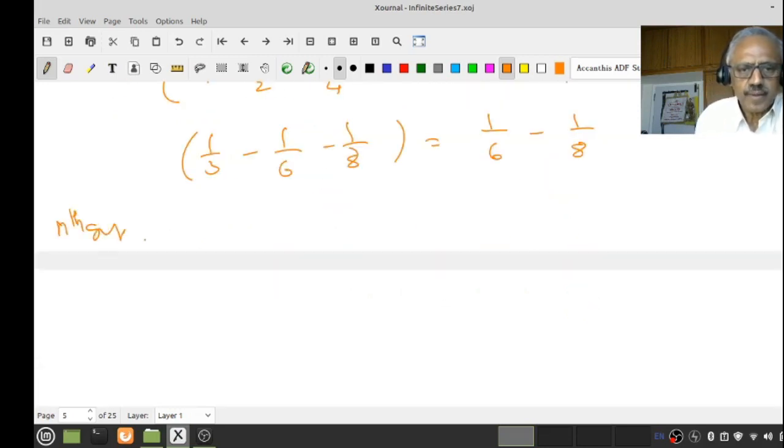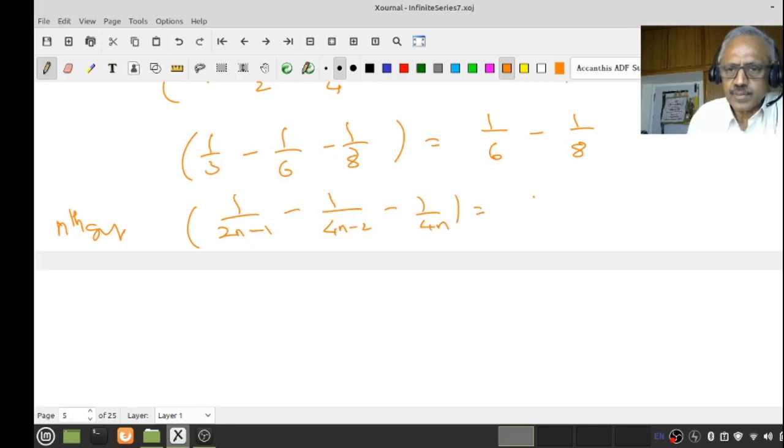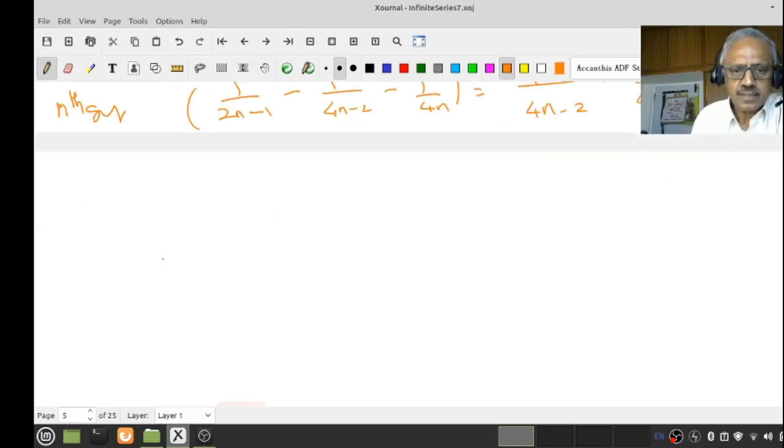Nth group? Nth group is 1 by 2n minus 1, minus 1 by 4n minus 2, minus 1 by 4n. That is going to be 4n. Remember this is twice that. 2 times 2n minus 1 is 4n minus 2. Therefore, if I take common denominator 4n minus 2, this will be 2 minus 1 by 4n minus 2, which is 1 minus. This is 1 by 4. You follow that?